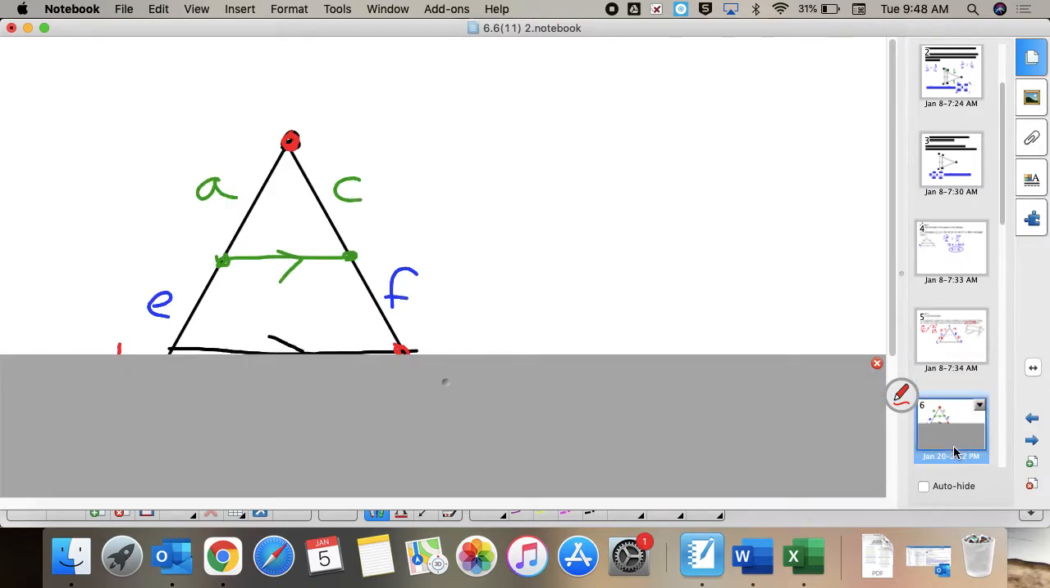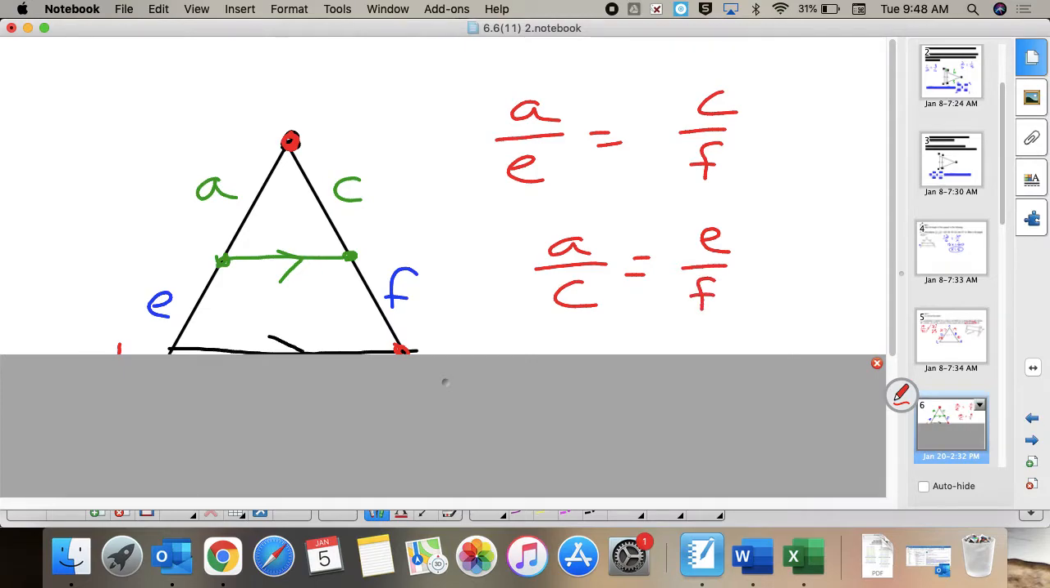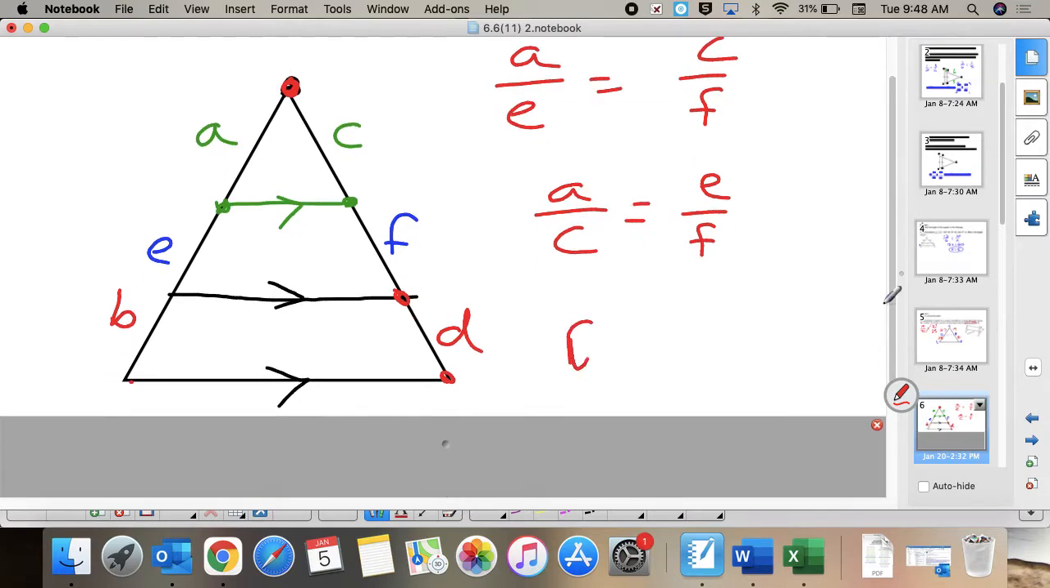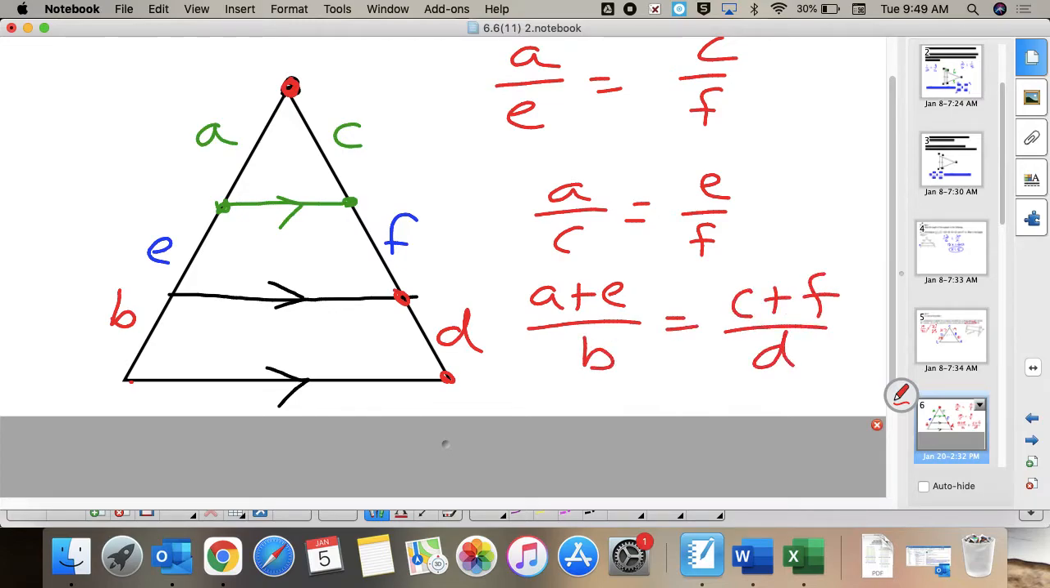Now, if I look at my triangle then, what we're looking at here is those ratios being the same. I can do A over E, then I have to do C over F. If I wanted to do A over C, that's fine, then I have to do E over F. The key is to be consistent. I can even extend that further if I wanted to. I could do A plus E over B, then I'd have to do C plus F over D.